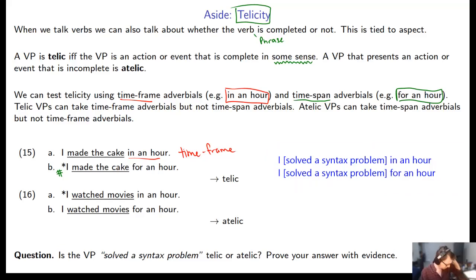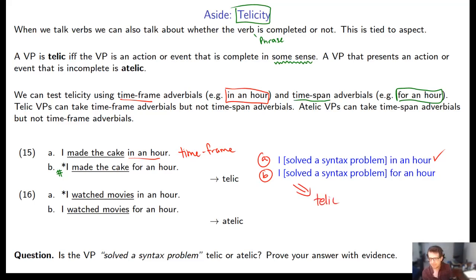So which one sounds better for all of you? Is it A or B? I solved a syntax problem in an hour, or I solved a syntax problem for an hour? A sounds a lot better, doesn't it? Because usually when you solve a syntax problem, you're trying to complete the event. So this is something that is telic.